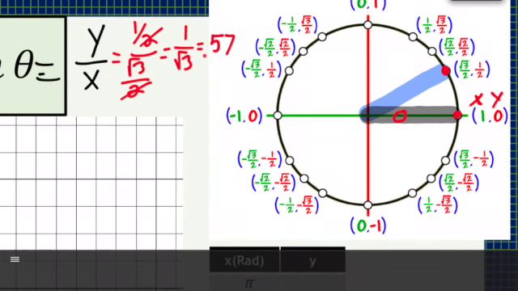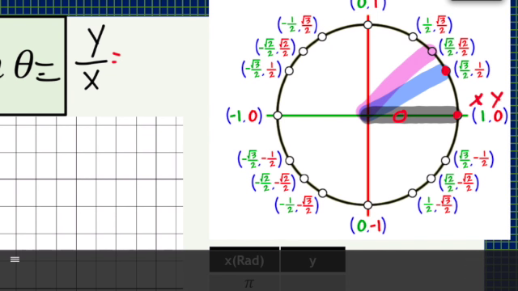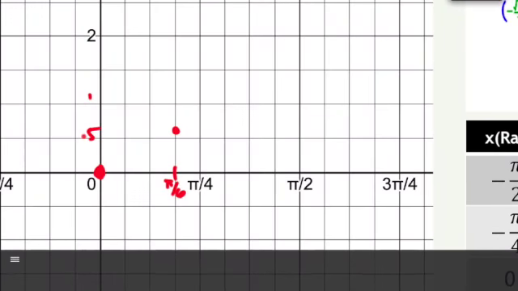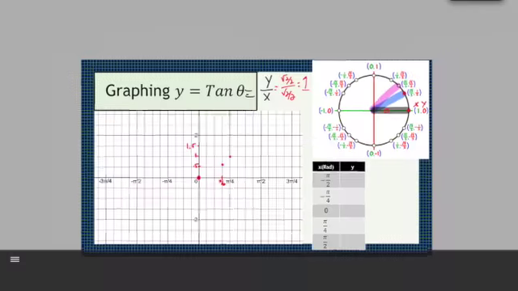So for my next angle, we've got radical 2 over 2 and radical 2 over 2. Hopefully you calculate this quickly, because anything divided by itself is going to be 1. So at pi over 4, we've got the value of 1. So this is 1, and then over here we have 1.5. Okay, so we've got that one.